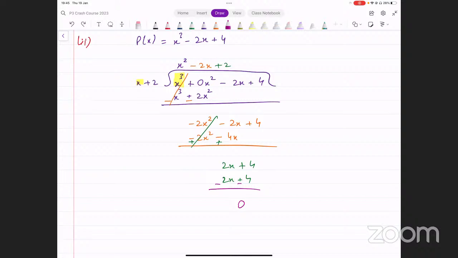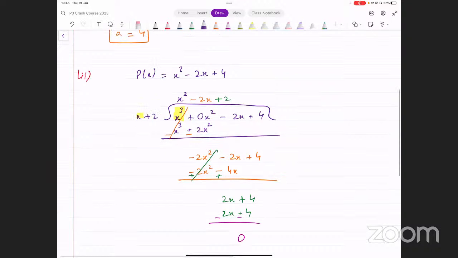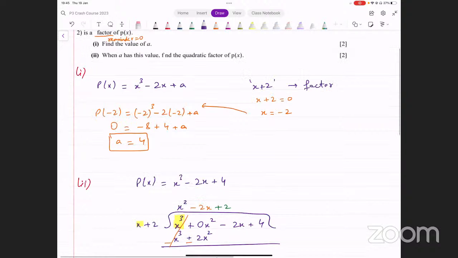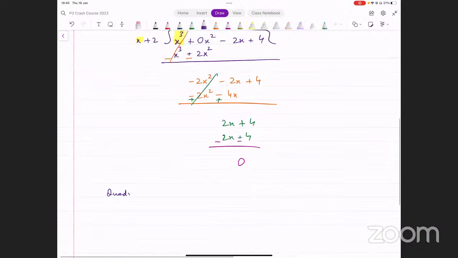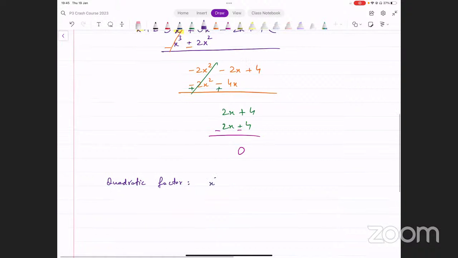What's the quadratic factor now? It's x squared minus 2x plus 2. That is the quadratic factor that we were looking for. Let's say the quadratic factor is x squared minus 2x plus 2. This is the quadratic factor.